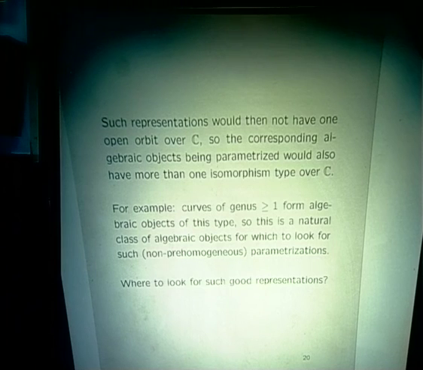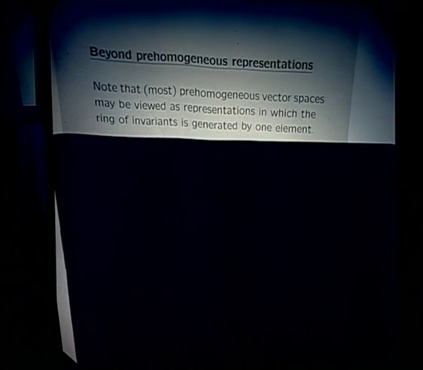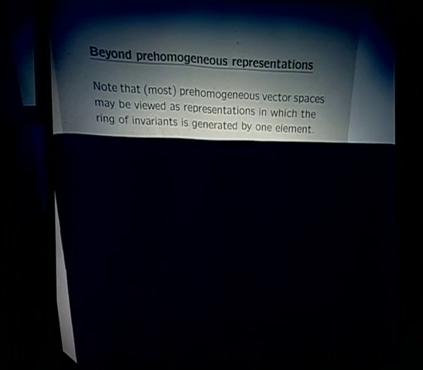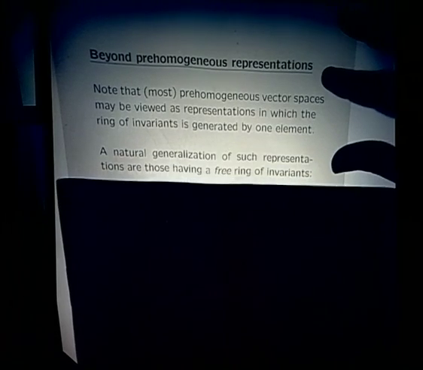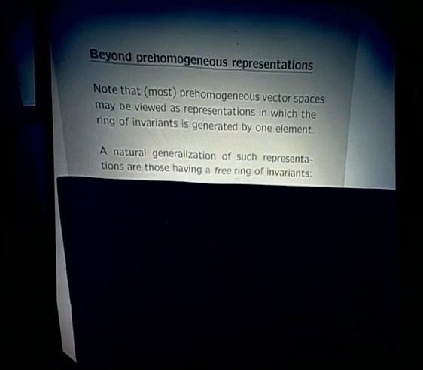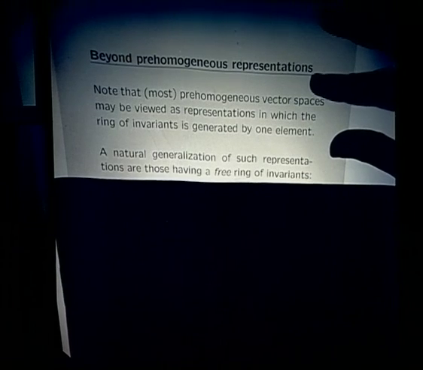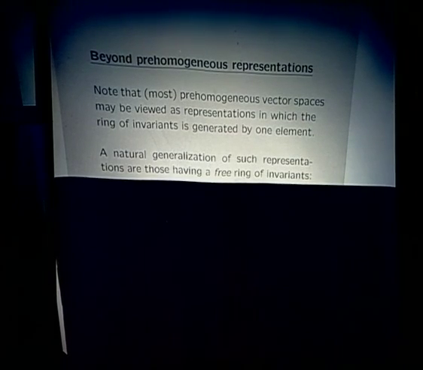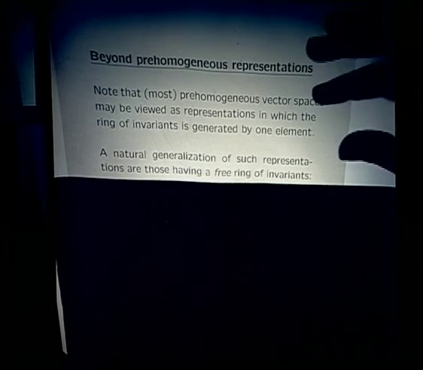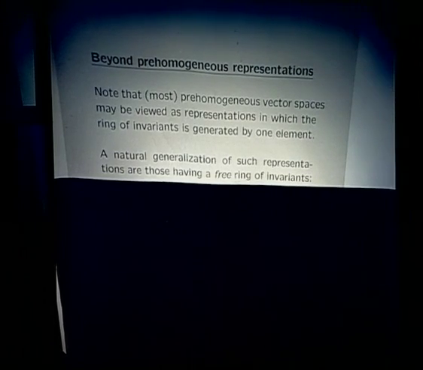Well, one way to think of prehomogeneous vector spaces is that they're representations in which the ring of invariants is generated by one element. Like binary quadratic forms, the ring of invariants was generated by just the discriminant. The same happened for binary cubic forms, and in all the representations that I wrote for you, they all have one invariant. And the ring of invariants is just generated freely by that one invariant. So a natural generalization of such representations are those having a free ring of invariants, but there may be more than one. From the counting point of view, that's the reason that I started looking at this, because it's a natural next generalization of prehomogeneous vector spaces.